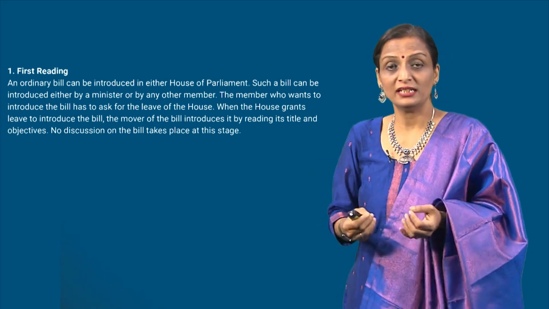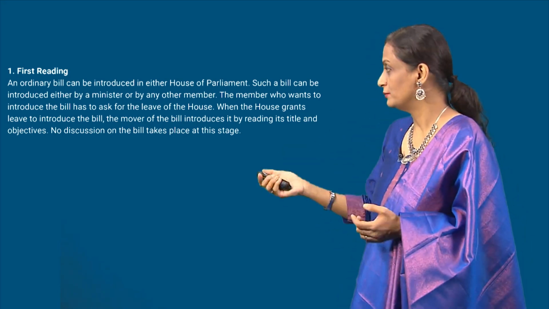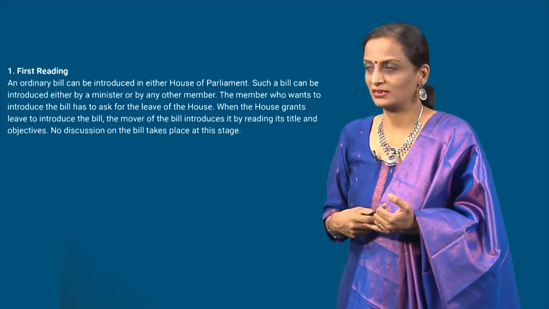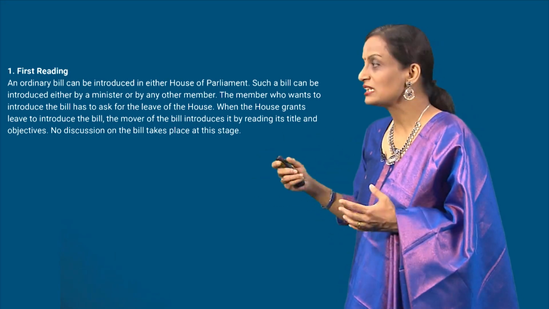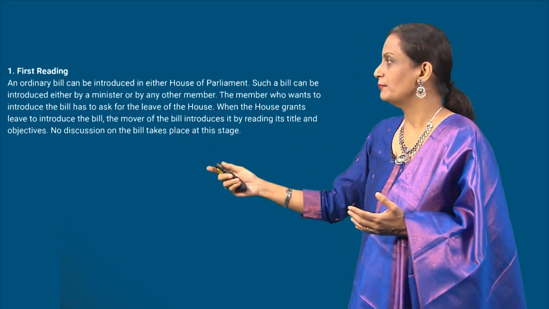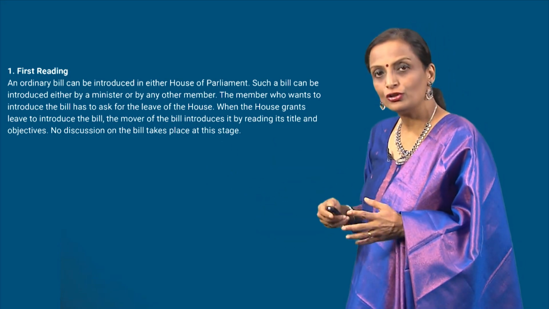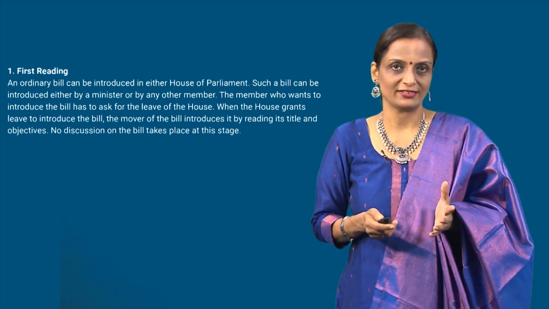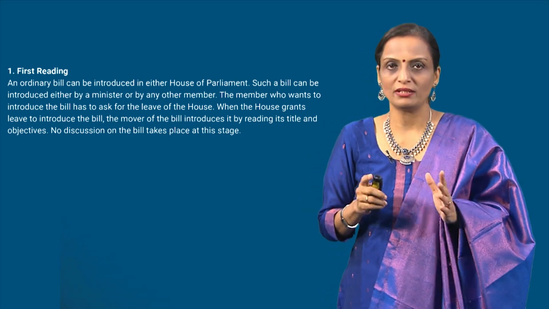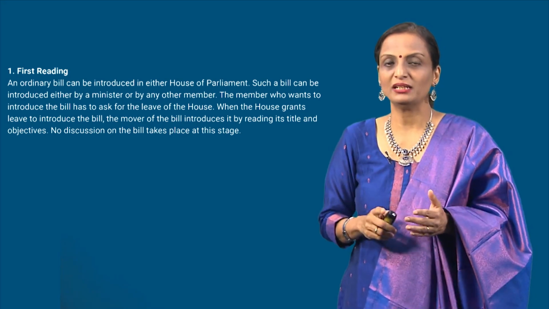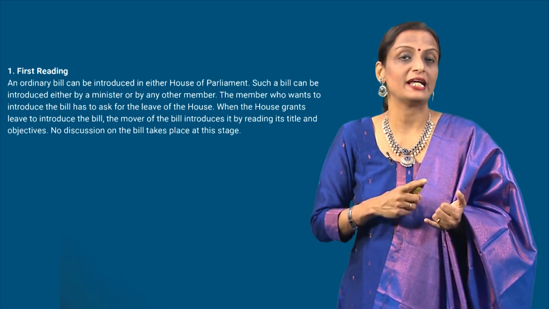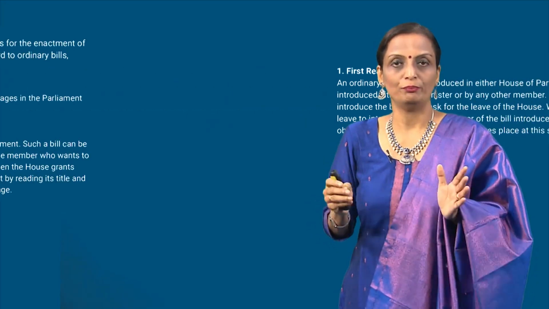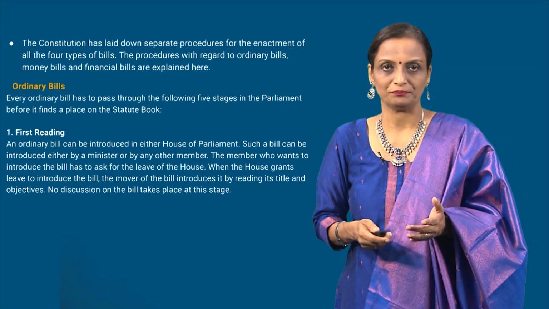The minister has to get permission to introduce the bill as a leave of the house. And when the house grants leave to introduce the bill, the mover of the bill introduces it by reading its title and also its objectives. You should remember that no discussion of the bill will take place at this stage. So, the first reading is only about asking permission.